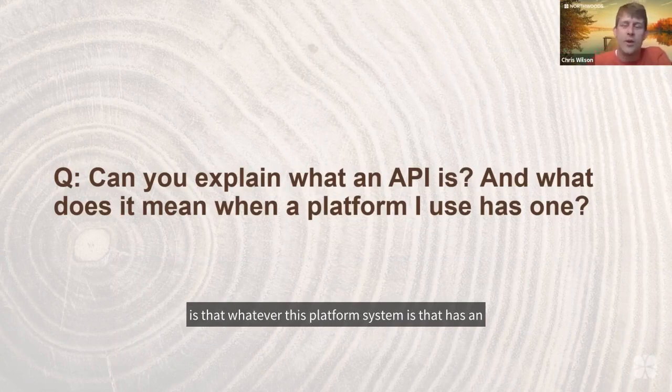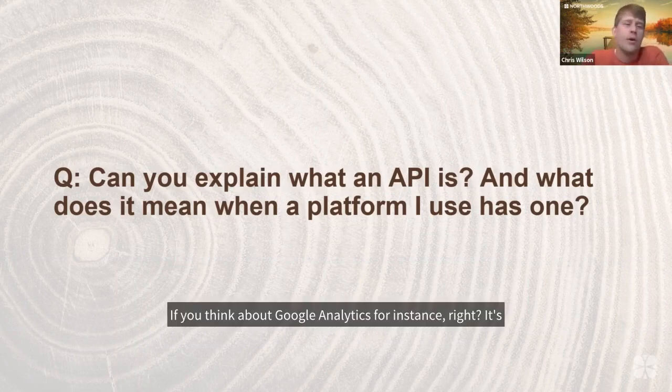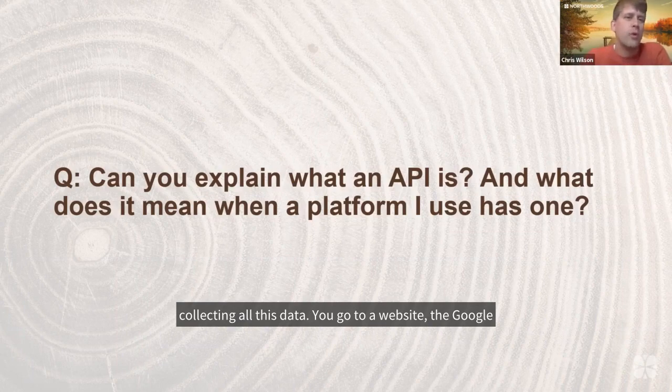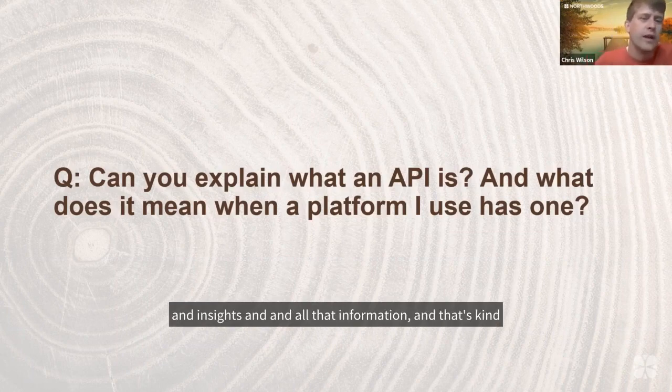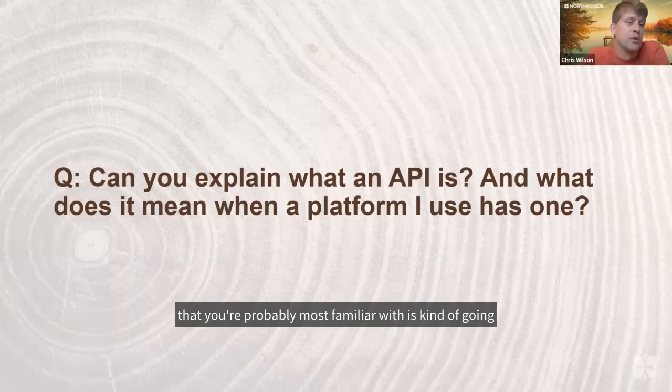What it really means is that whatever this platform or system is that has an API, they have some sort of way of programmatically accessing the data or some subset of the functionality on there. So if you think about Google Analytics, for instance, it's collecting all this data. You go to the Google Analytics website, you can see some of that data, you can slice and dice it, they give you reporting and insights and all that information. That's one way of accessing the data, and the way that you're probably most familiar with is going in to their website to do it.